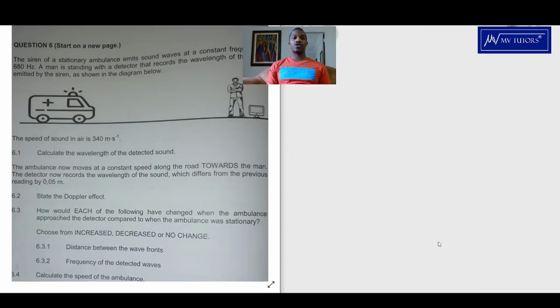So, we are doing the 2021 November final examination. This is Physical Science Paper 1 and we are on question number 6 now. So, this is what we'll be doing. If that's what you want, then stick around, and by the end of this session, you'll be able to understand everything. Well, let's get right into it.